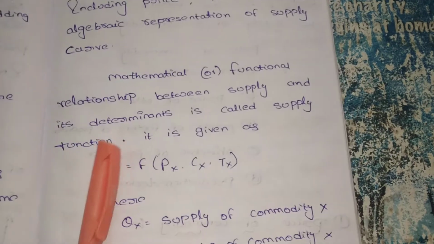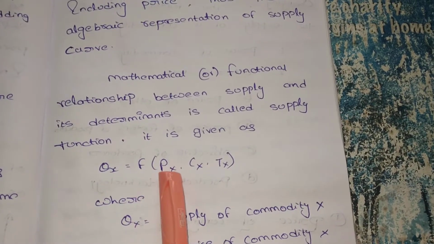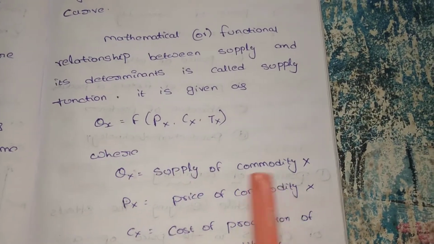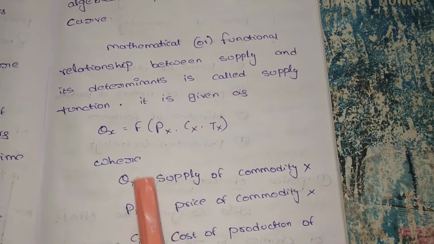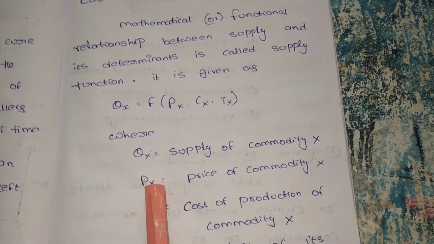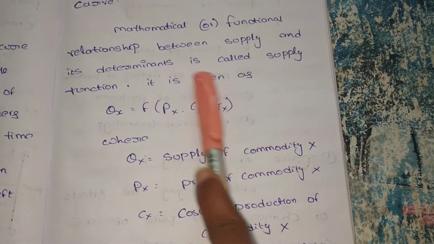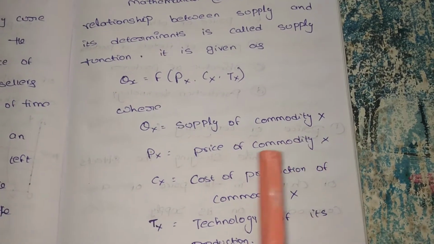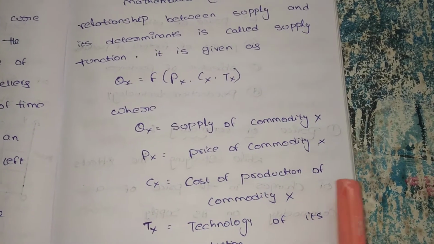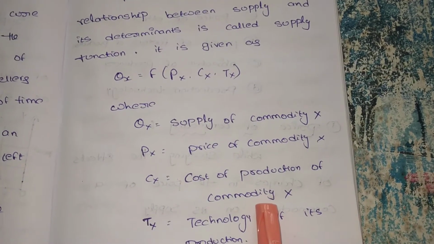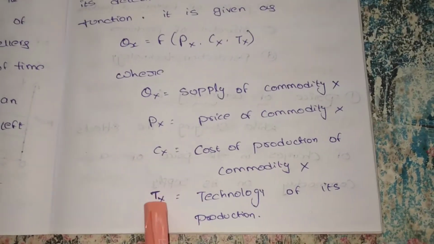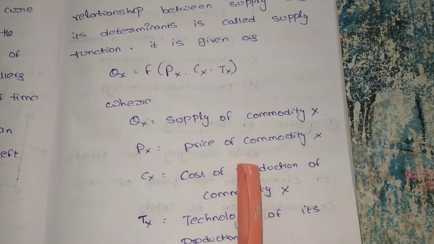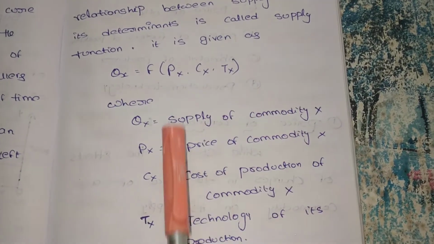It is given as Qx = f(Px, Cx, Tx). Here Qx is the supply of the commodity, meaning whichever commodity we supply, we define as Qx, and f means function of these factors. Px is the price of the commodity X. Cx is the cost of production of the commodity, that is, how much cost is incurred while producing this particular commodity. Tx is the technology of its production, which technology we use for producing this commodity. These all come under the determinants of supply.